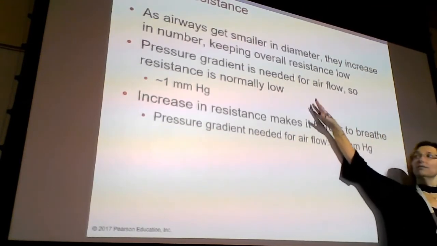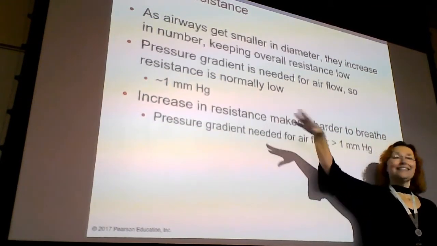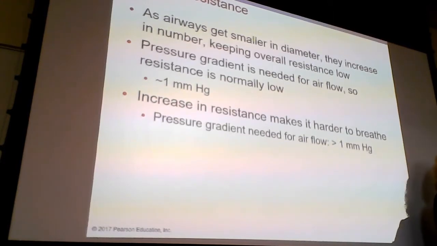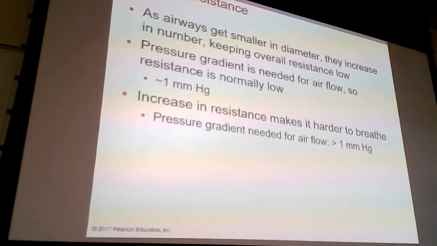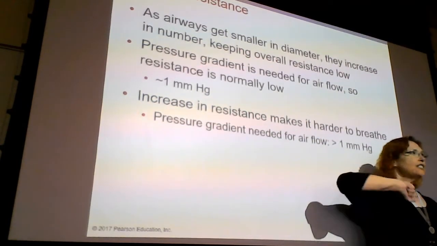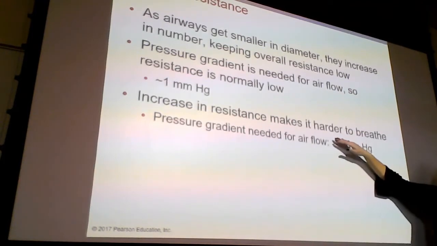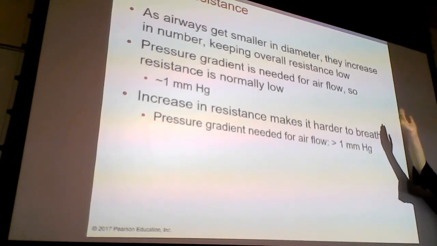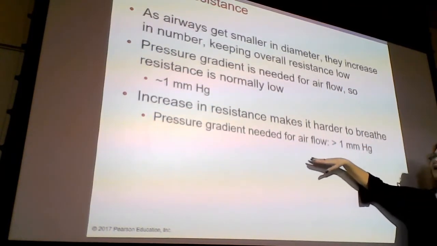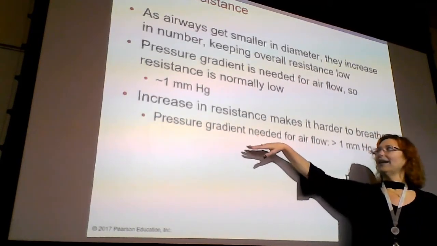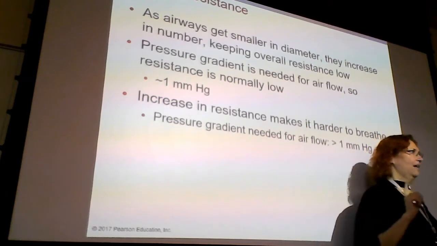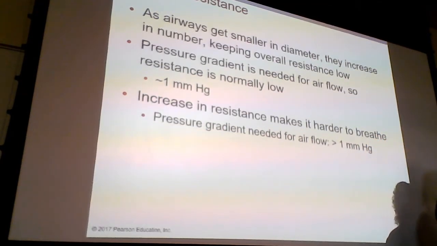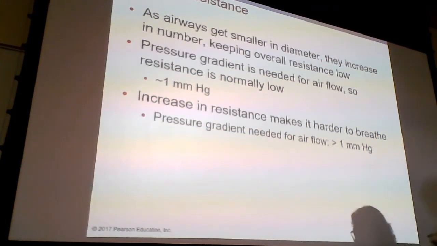And so if we look at the pressure needed to overcome the resistance, it's about 1 millimeter of mercury. If we have an increase in resistance, that makes it harder to breathe, because the pressure gradient needed for airflow becomes greater than that 1 millimeter of mercury.